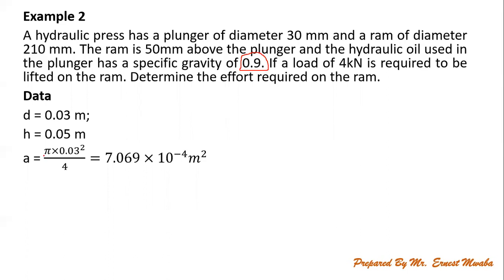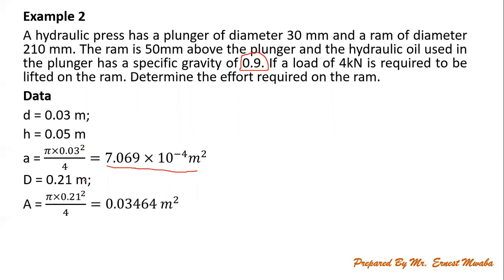Going back to the formula, pi d squared over 4 gives us pi times 0.03 squared over 4. That's your answer. Second one, for the ram, we have the diameter of 210 millimeters. If you divide by 1,000, you get 0.21. Now this means that your area A is pi times 0.21 squared over 4, and you get 0.03464. Load given is 4,000 newtons or 4 kilonewtons. What do we want? We want the force applied on the plunger, F.